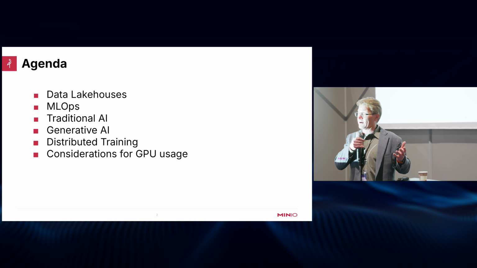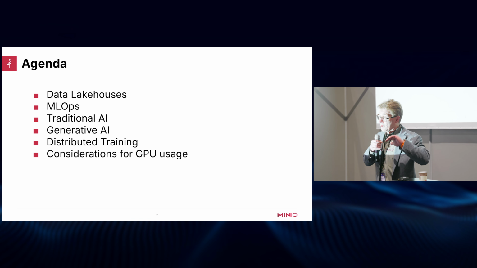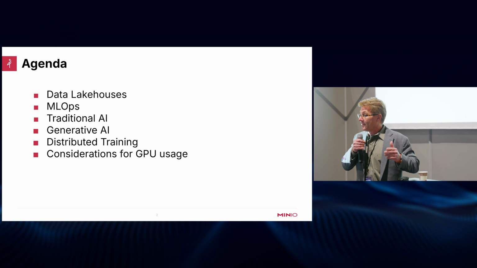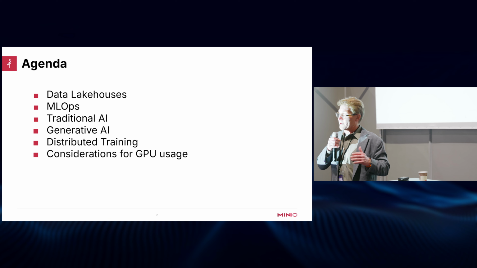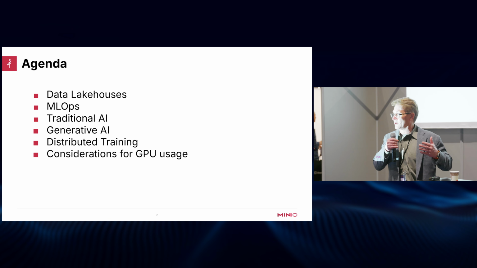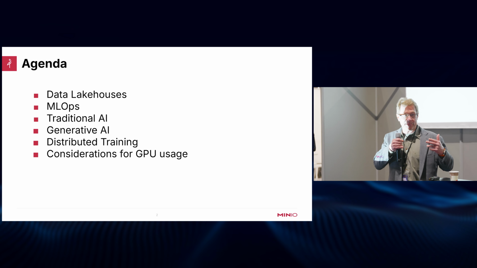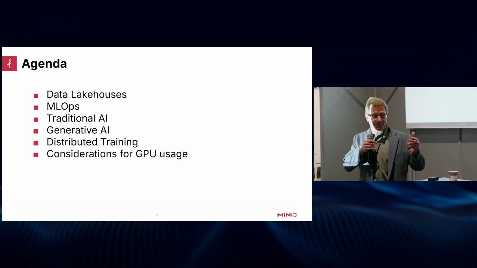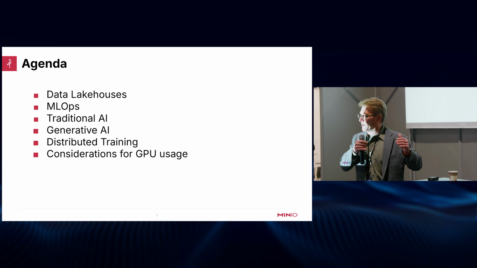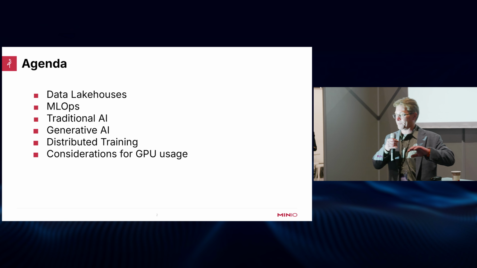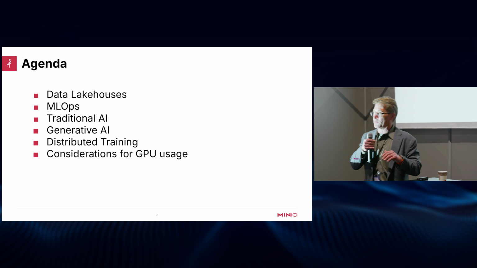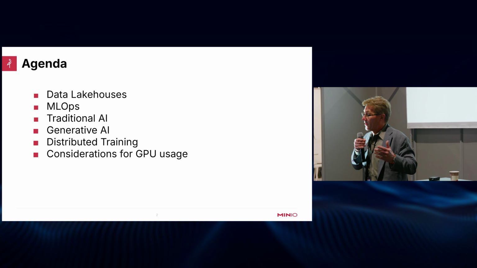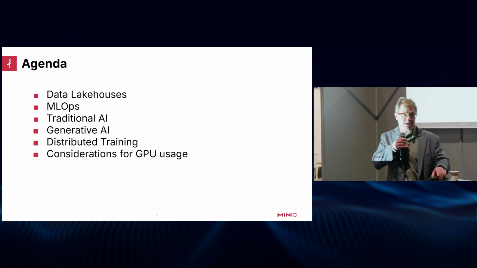So specifically, there are ML ops. I'll talk about traditional AI, as well as generative AI. And I want to get into distributed training. To me, distributed training is really important. And in my opinion, and this talk is a little bit opinionated, I think distributed training, I would get that going before I even bought a single GPU. And I'll conclude this talk with a discussion of what's going on in the industry with graphic processing units.